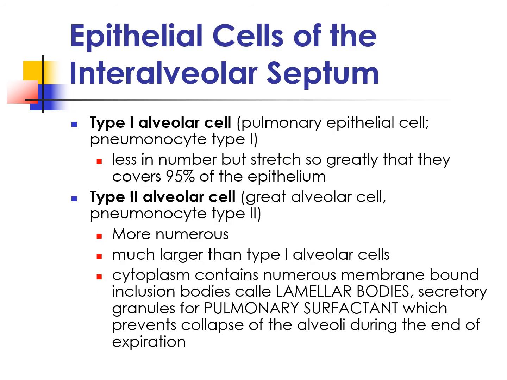So for the epithelial cells of the interalveolar septum, we have type 1 alveolar cells. Other terms are pulmonary epithelial cell or pneumonocyte type 1. What is the other term for type 2 alveolar cells? We have the great alveolar cell or the pneumonocyte type 2. They are more numerous and much larger than type 1 alveolar cells.